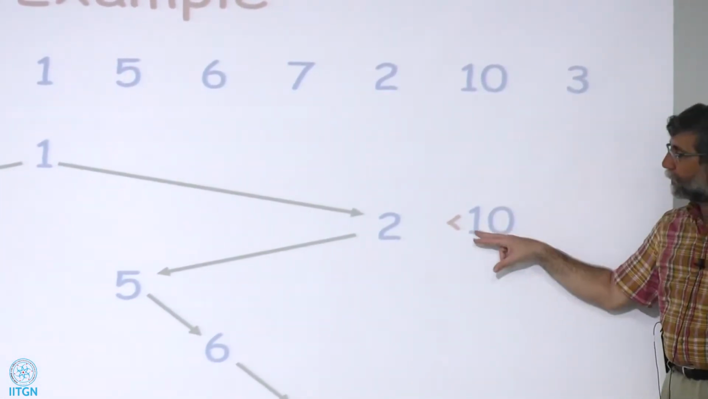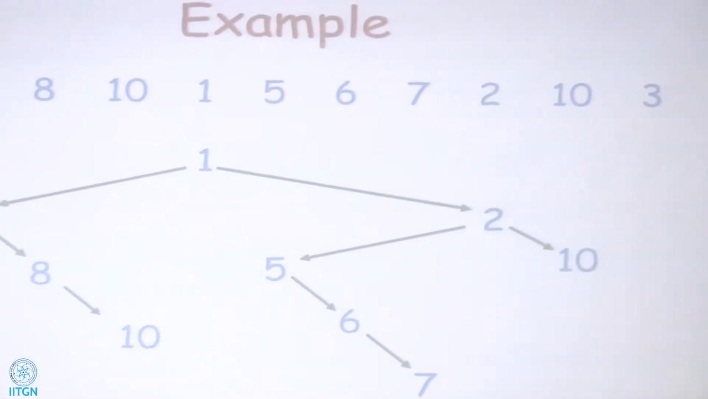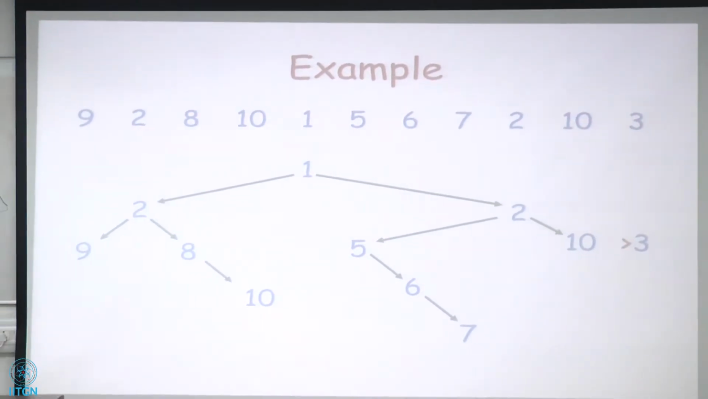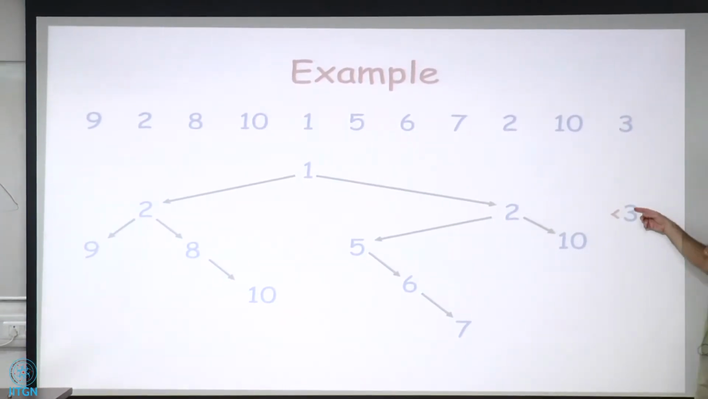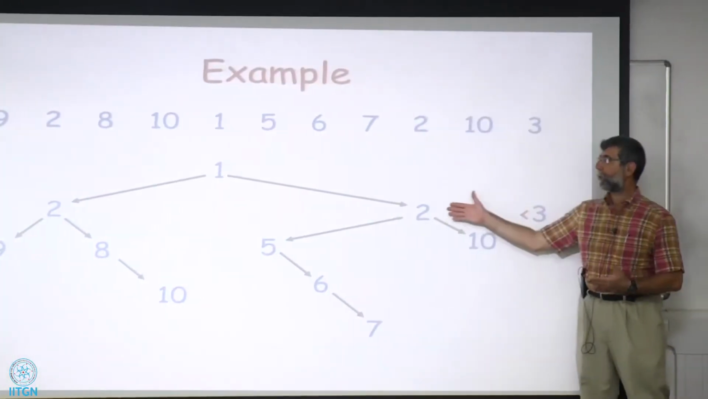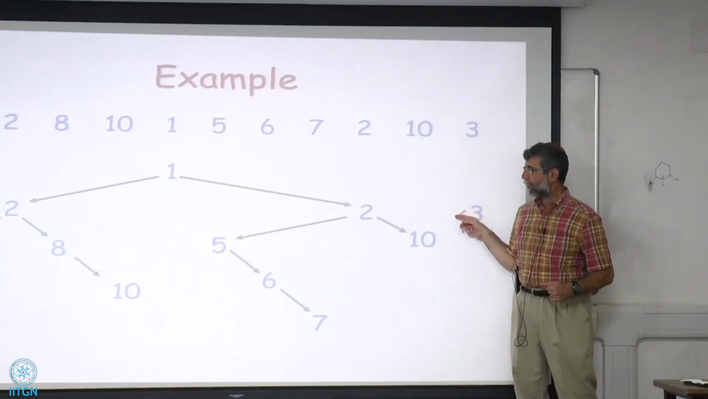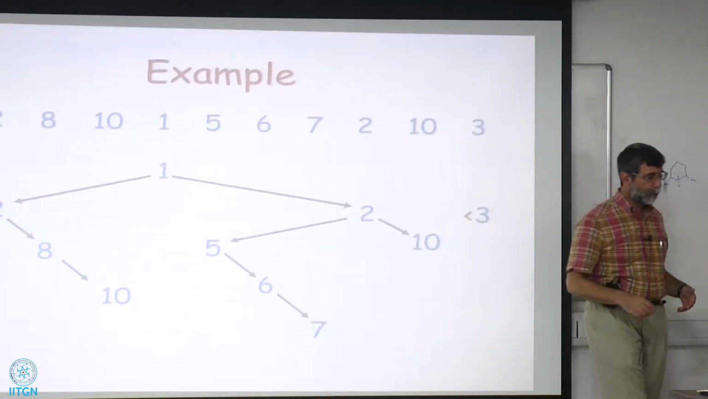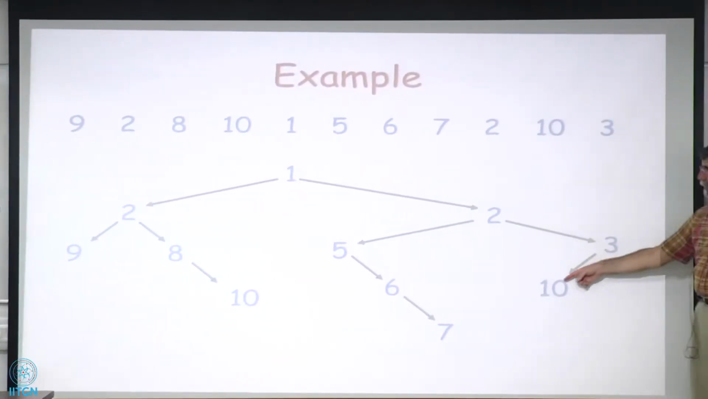Now the 10 comes along, and the 10 is greater than the 2. So if it's greater than the 2, it becomes its son from here. And now the 3. 10 is greater than 3, so we have to climb up. But 3 is greater than 2. So in fact, 3 should be the son of 2, because he is the smallest element to the right of 2, but on the other hand, we know that 10 was the son of 2.